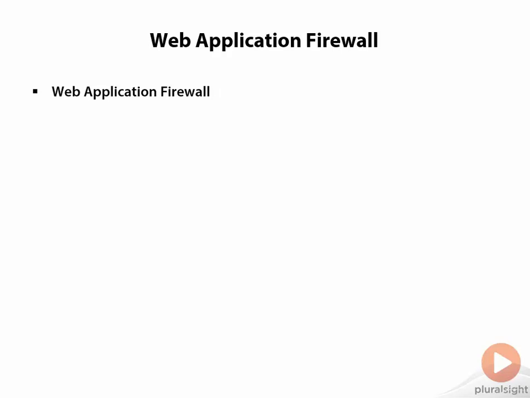Next is a web application firewall. Now, a web application firewall differs from a network firewall in that it operates at the application layer of the OSI model. Again, getting back to what I said a few moments ago about the OSI model and where these different things fit in. All right, so a web application firewall, or WAF, operates at layer 7 of the OSI model, which is the application layer.